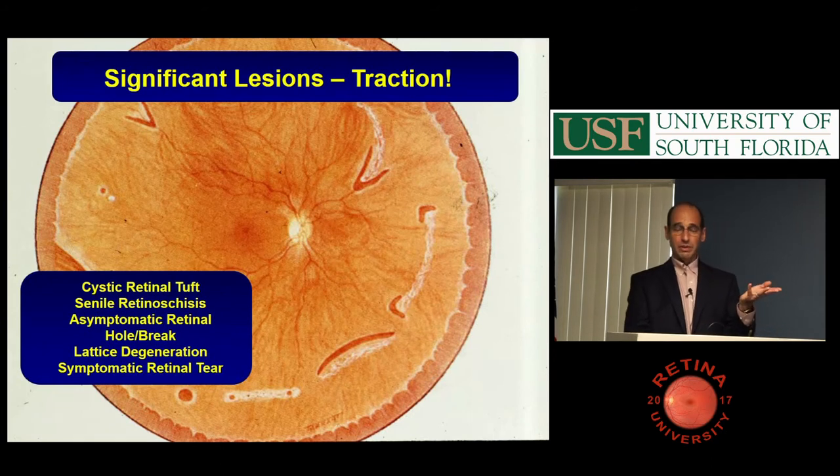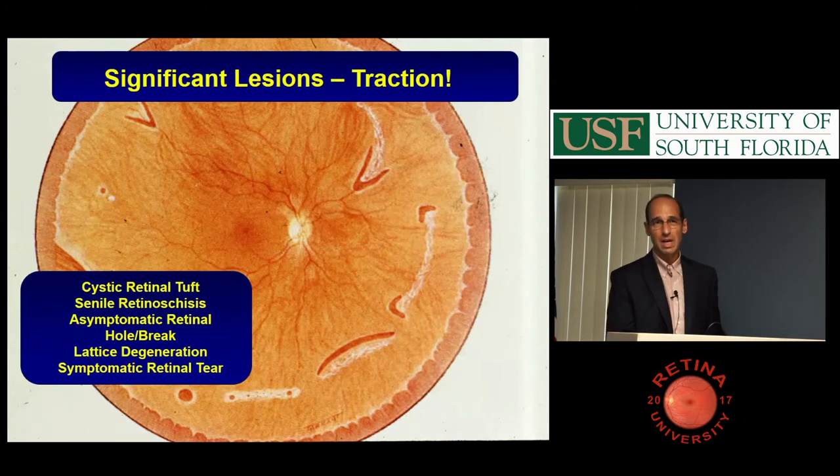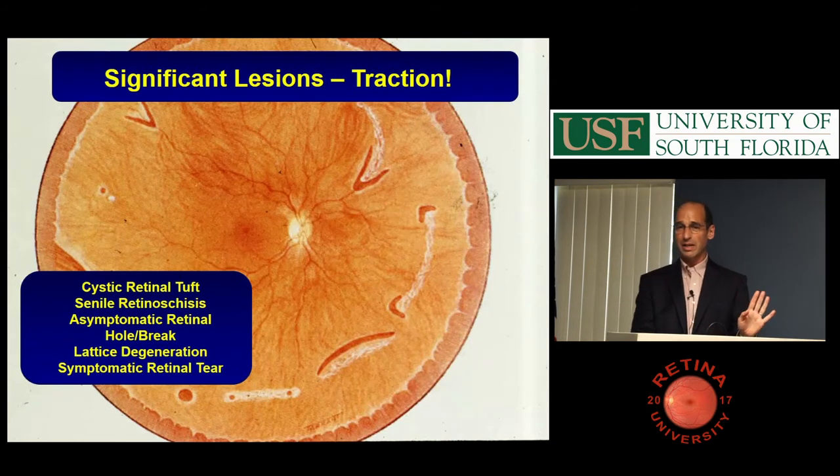So in conclusion, symptomatic tears aren't in this lecture, but for the most part, most of these predisposing lesions don't need to be treated. The only exceptions, I think, are people with a fellow eye retinal detachment, and that's probably it for peripheral retina. So your predisposing lesions are the ones we talked about: lattice degeneration, retinoschisis, and cystic retinal tufts are kind of the three big predisposing lesions.